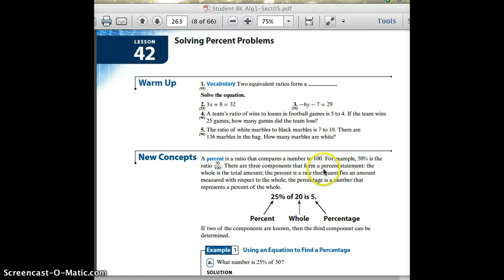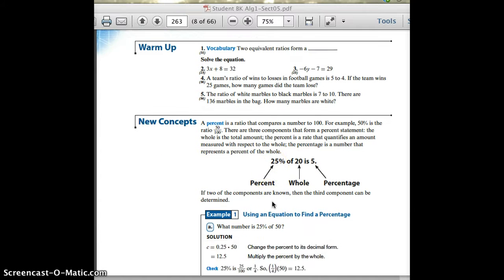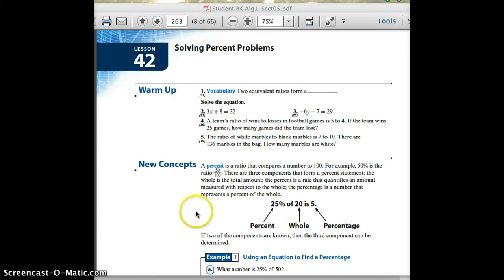There are three components that form a percent statement. The whole is the total amount. The percent is the rate that quantifies an amount measured with respect to the whole. The percentage is a number that represents a percent of that whole. For example, 25% of something, in this case it is 20, is 5. Okay, so let's look at the examples here.